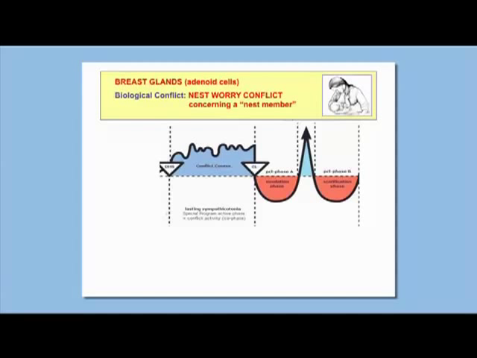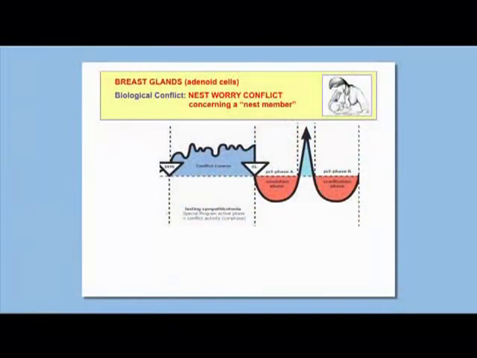The conflict that is linked to the breast glands is, as Dr. Hammer calls it, a nest-worry conflict. In nature, a female can suffer such a nest-worry conflict if her offspring is all of a sudden seriously sick or injured. If this is the case, the breast glands in the female breast will instantly start to multiply and proliferate. And the biological purpose of the cell proliferation is to allow the female to produce more milk, and provide more milk for the offspring to speed up healing.